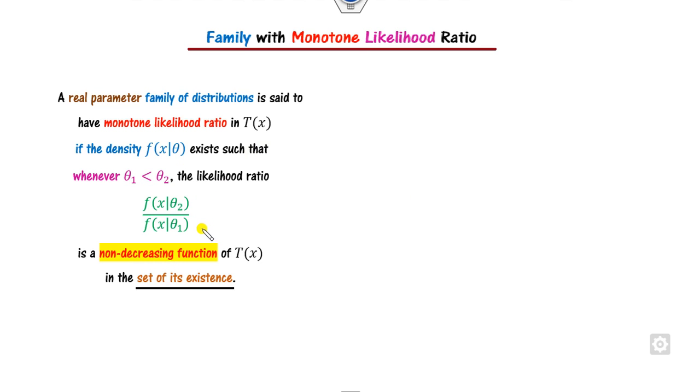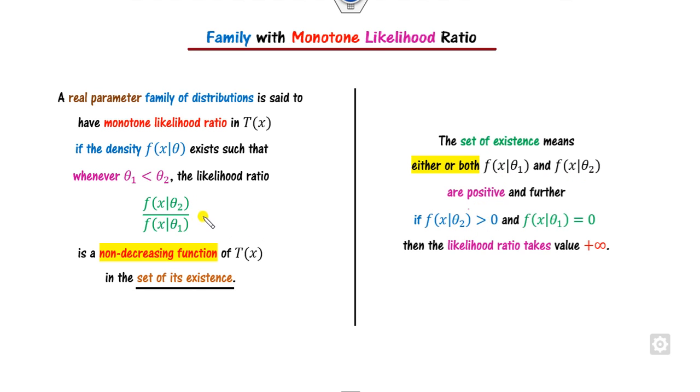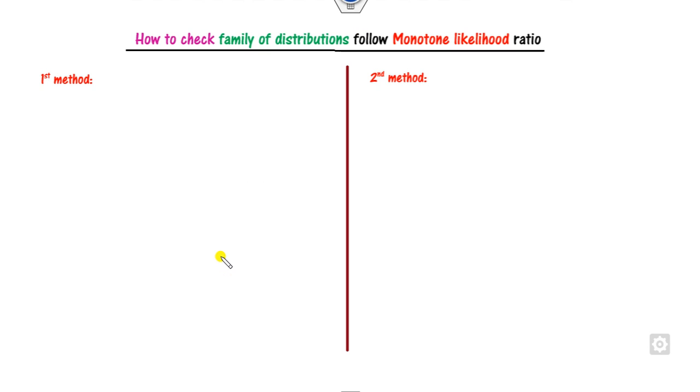And this ratio must exist and be non-decreasing in the set of existence. What is the meaning of the set of existence? That means either both the values of this are positive, or if the numerator is greater than 0 and the denominator is 0, then the likelihood ratio must be a positive value. That is the meaning of existence.